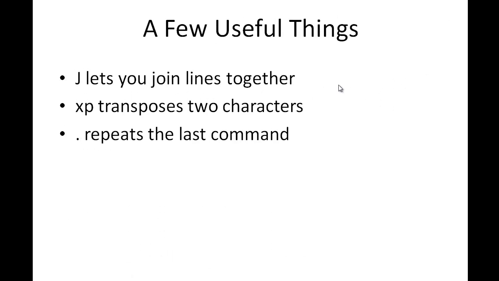And finally, there's just some oddball things that I thought I'd throw in here because they come in handy sometimes. A J command lets you join lines together. Remember the X that deletes one character? Well, if you combine that with an immediate P, so that you have your cursor on a character and you hit X and then you do P, it puts the character to the right of where you are, and in effect transposes two characters in your file. And a very useful thing is the dot command that repeats the very last thing that you did.